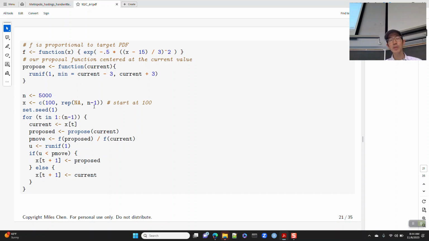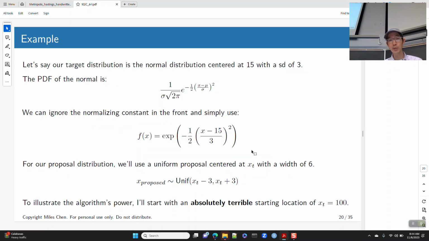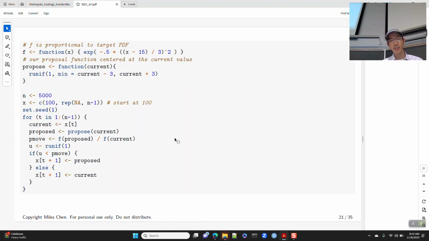Let's say at the next iteration I propose a location, say 95, or not 95, 98. If I propose 98, then I get 98 minus 15 over 3, something squared, and that's a smaller number, versus 100 minus 15 over 3 quantity squared. So f of 98 is a greater number than f of 100, and so our p move is going to be greater than 1. And so we would accept that in that case.